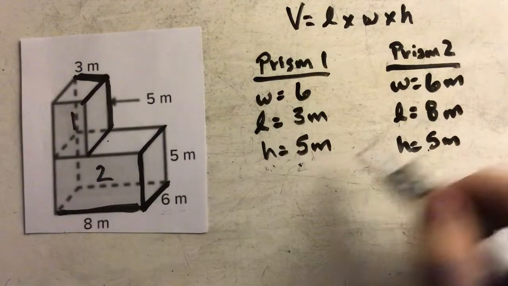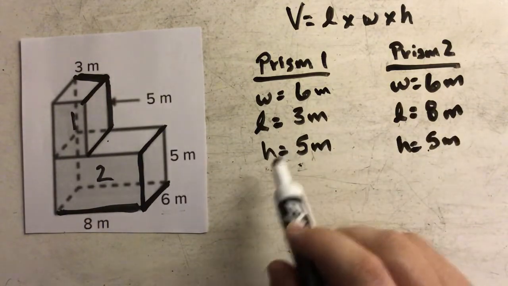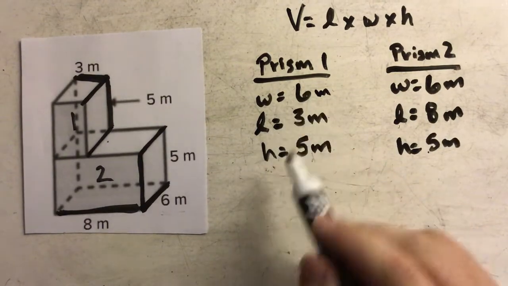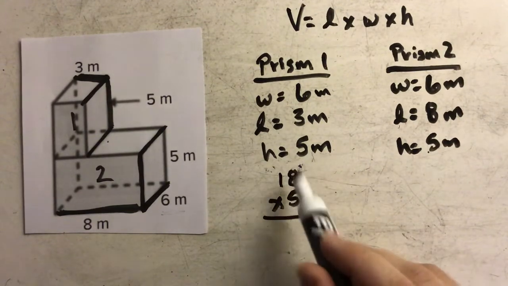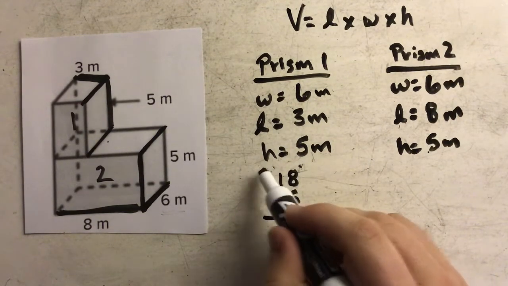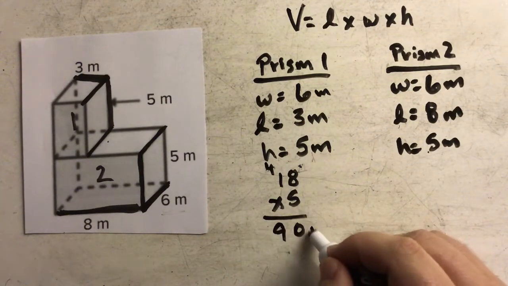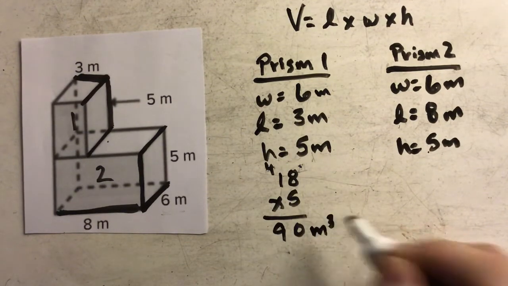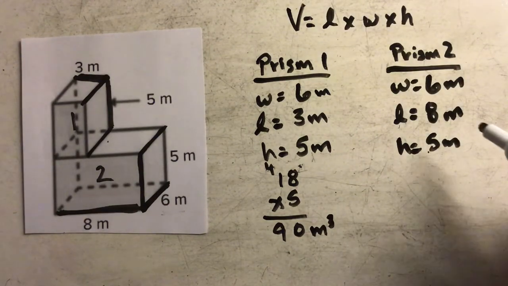Okay, now to find the volume, I'm going to multiply these 3 numbers together. So 6 times 3 is 18, times 5: 8 times 5 is 40, 5 times 1 is 5, plus 4 is 90. We would say that the volume of prism 1 is 90 meters cubed, or 90 cubic meters.